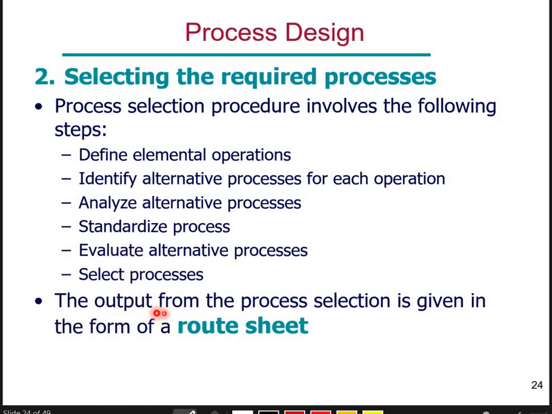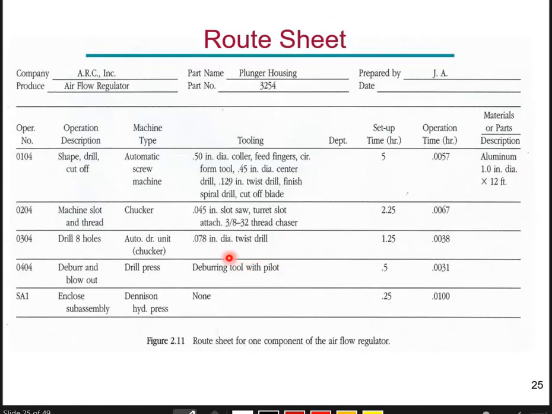And the output of the process selection is given in the route sheet. The route sheet is an important output of the process design. This is an example of a route sheet. So let's see. Again, at the top, we see some information related to the company and the product. This is the route sheet of a part that we are using in this product.